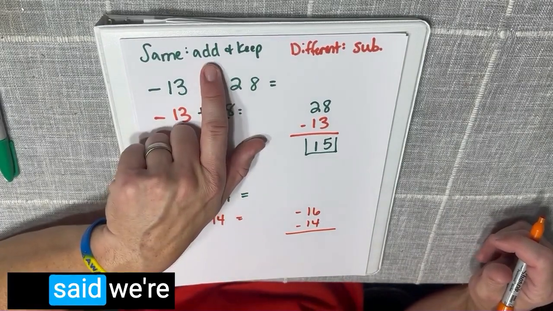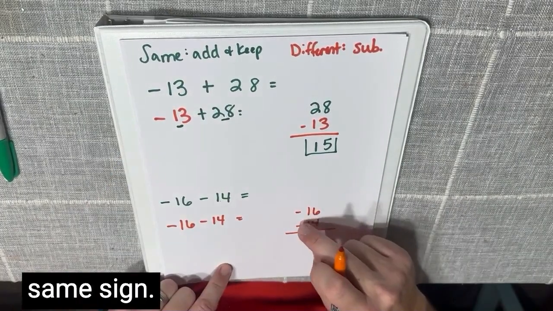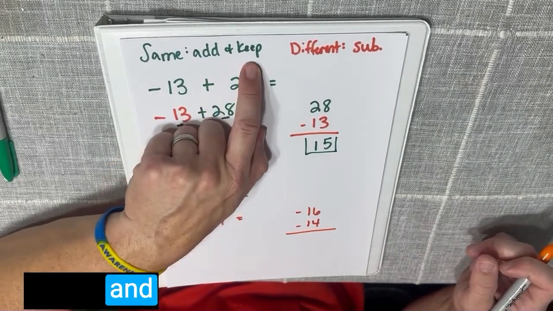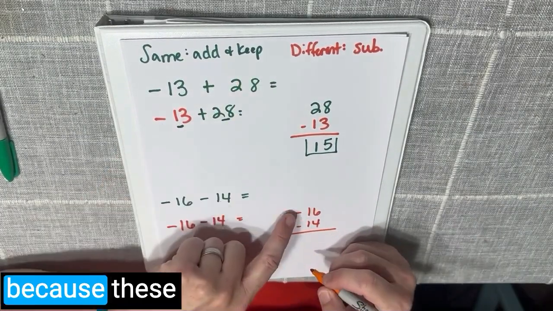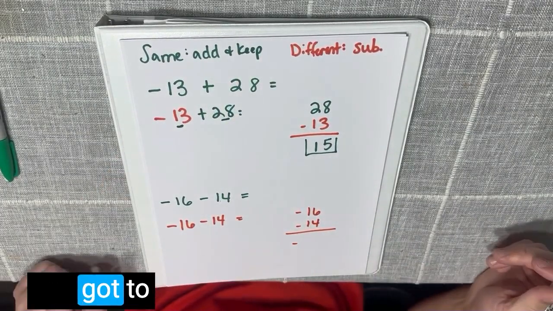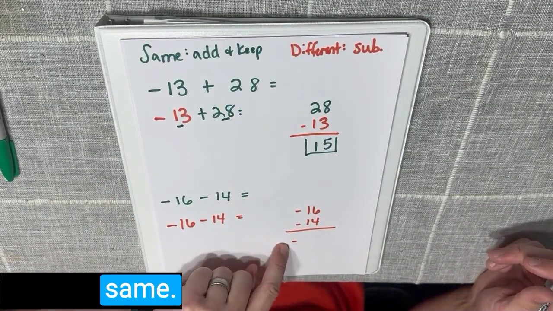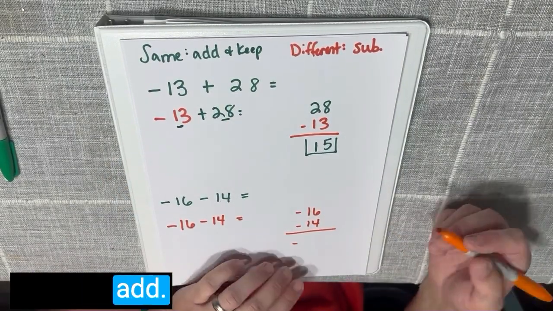But remember, we said we're going to add these numbers because they have the same sign. We're going to add and keep the sign. So we know our answer, because these are negative numbers, has to be negative because we said we're going to keep the sign the same. And so now we're just ready to add.